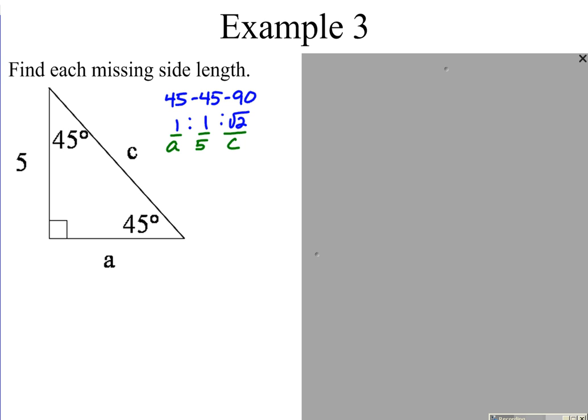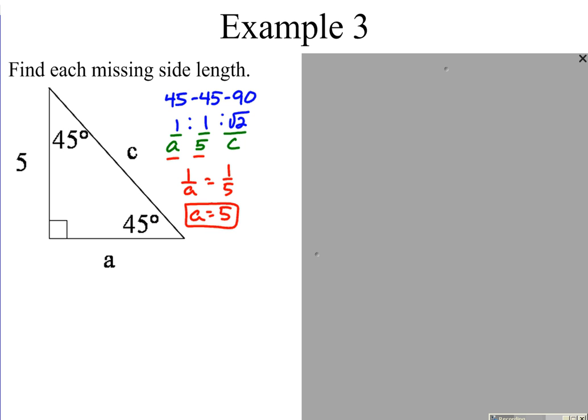So the first thing I'm going to do is take these first two ratios, 1 over A equals 1 over 5, cross multiply, A is 5. There's side A, which we also should know right away because we know that these two sides have to be equal because they're both across from a 45-degree angle.